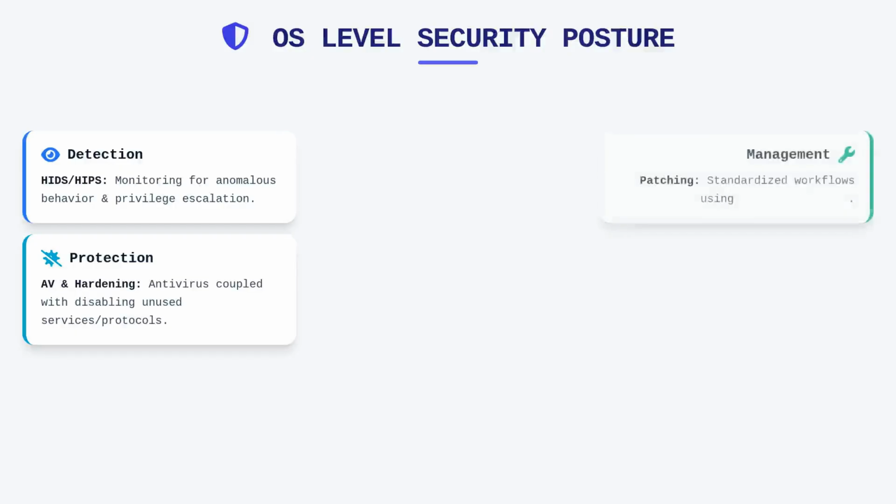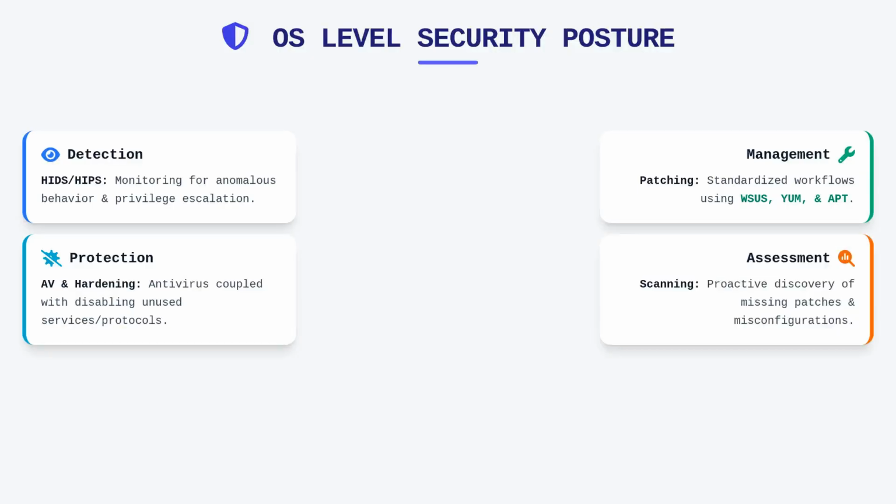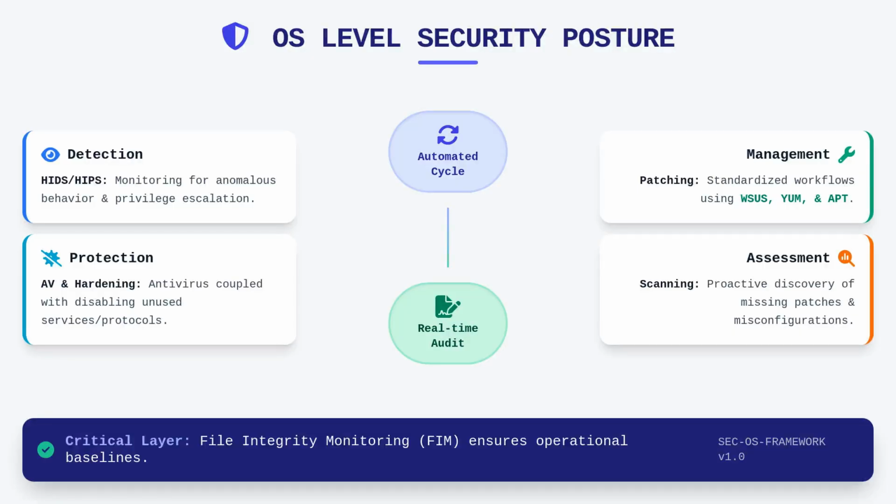Patch management is equally vital, and you should implement standardized workflows using tools like WSUS for Windows-centric environments or repository managers like Yum and APT for Linux distributions. Regular vulnerability scanning allows you to identify missing patches or misconfigurations before attackers can exploit them, turning a manual, reactive process into a disciplined, automated cycle. Complementing this with file integrity monitoring allows you to track modifications to configuration files in real time, which is essential for both security auditing and maintaining operational baselines.